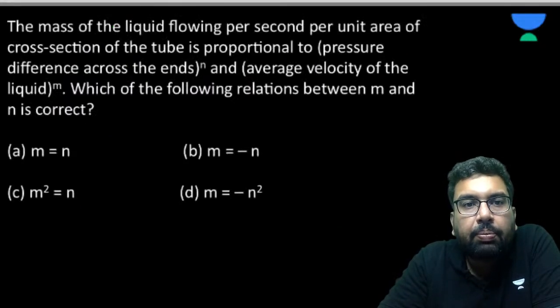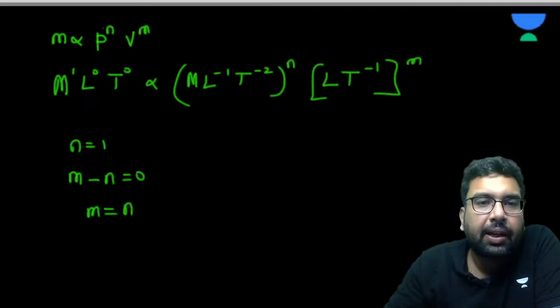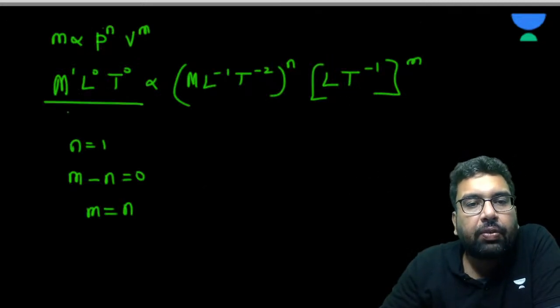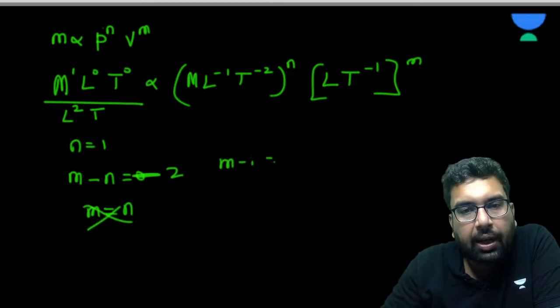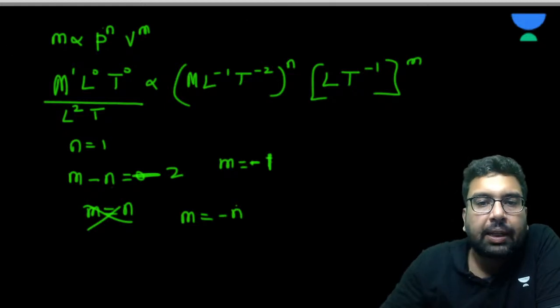It says mass of liquid flowing per second per unit area. I just saw the mass. So per second per unit area: for area it is L squared, for second it is T. So actually the power of L must be equal to minus 2. So when it is minus 2, we get m minus n equal to minus 1, so m minus 1 becomes minus 1. So n is 1, m is minus 1, that is m is equal to minus n. So that is B.